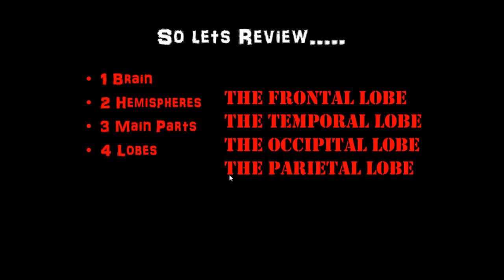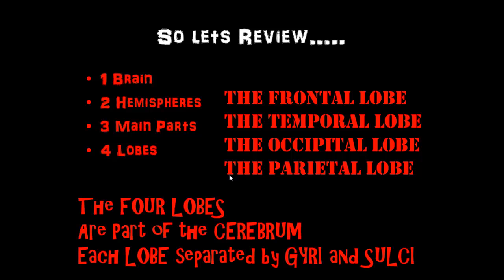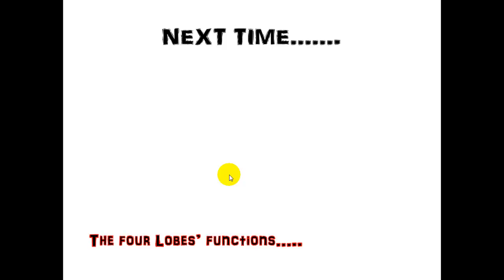Moving on, we're going to review that you've got one brain, two hemispheres, three main parts, four lobes, and the four lobes are called what? The frontal lobe, the temporal lobe, the occipital lobe, and the parietal lobe. And those four lobes are part of your cerebrum, with each lobe being separated by gyri and sulci. So next time, we're going to discuss the four lobes and their functions.